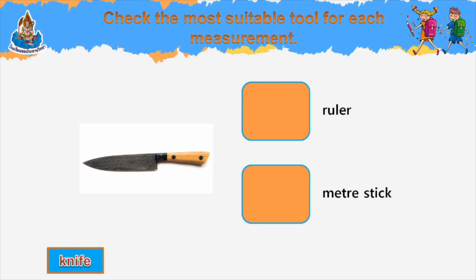Next one. How about this one? A knife. A small knife. I want to measure it. Please help me. Which one should I use? A meter stick? A ruler? Yes, you're right. A ruler. Very good. Next one.